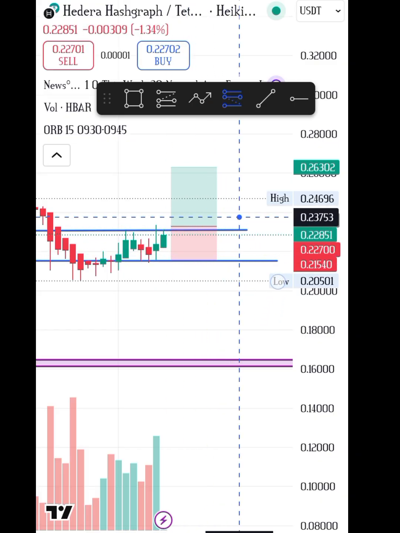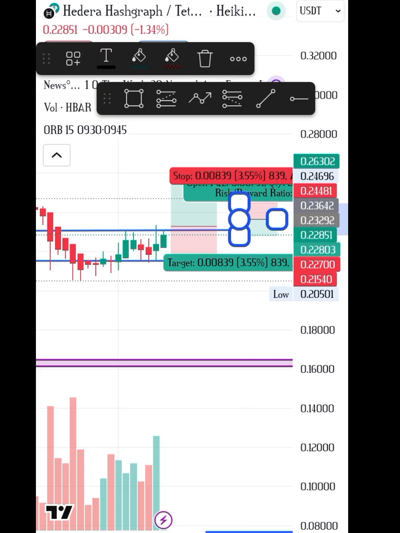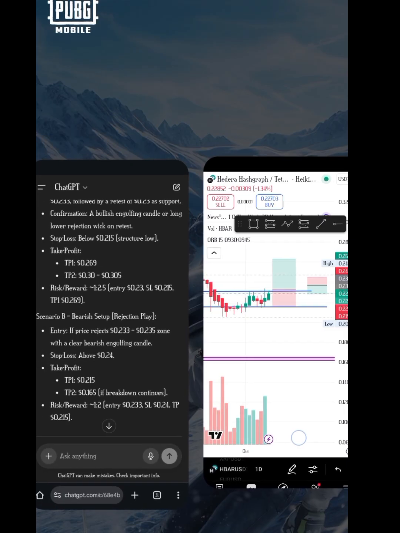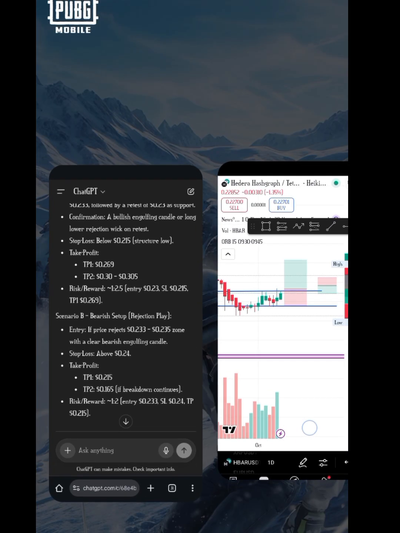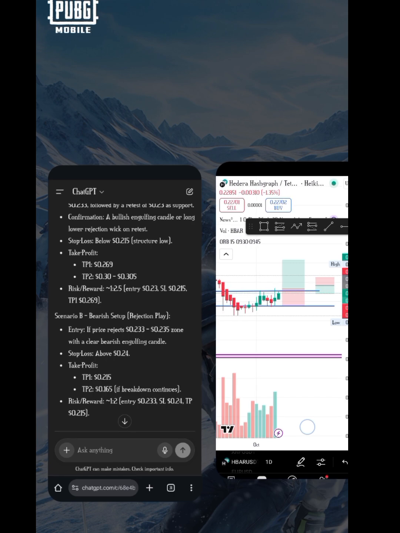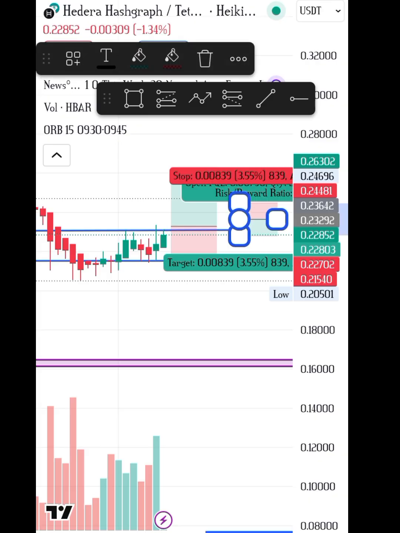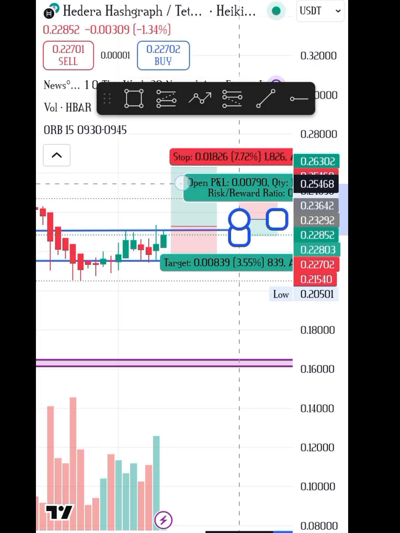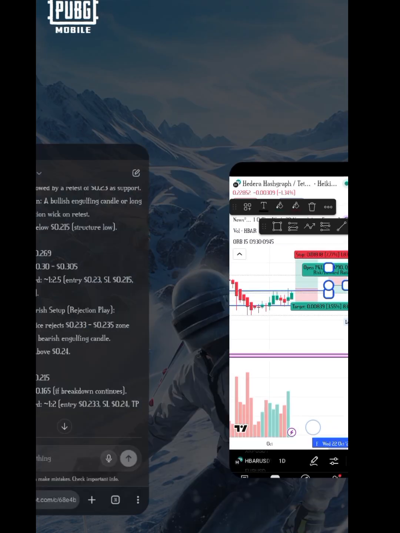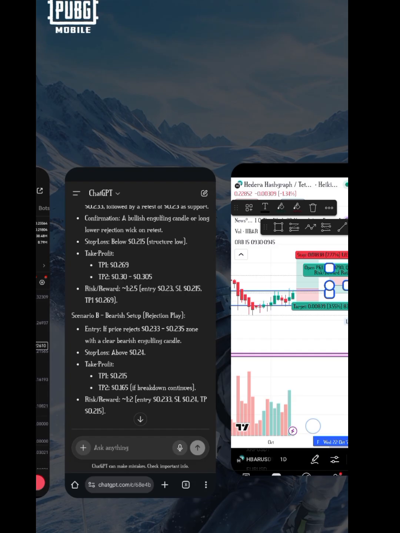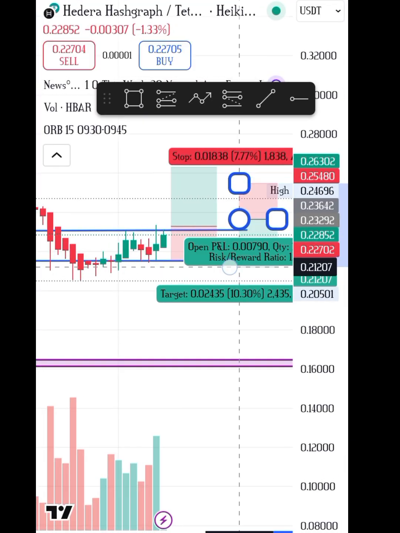down so you understand. If price gets up here and rejects, right, then that's the play ChatGPT is trying to call. So it says if price is at the 0.23, 0.25 zone with a clear bearish engulfing candle, so you have to confirm the candle first. The stop loss above 0.254, so we have to put our stop loss at 0.254 here, and our take profit at 0.215, this same place here.